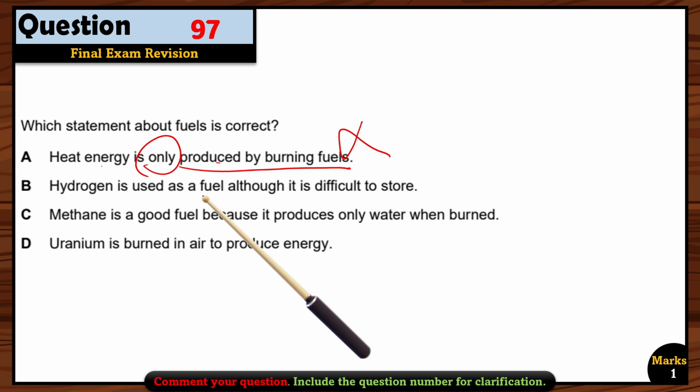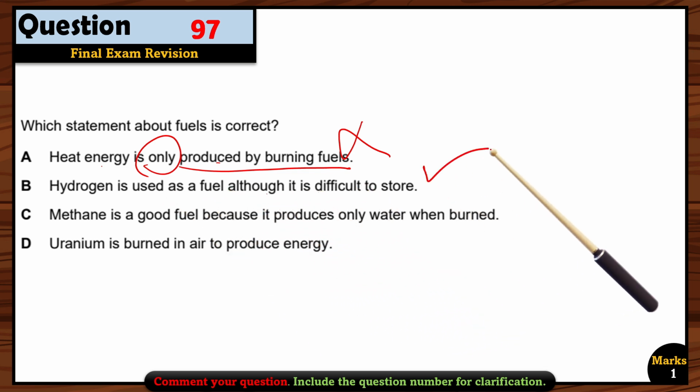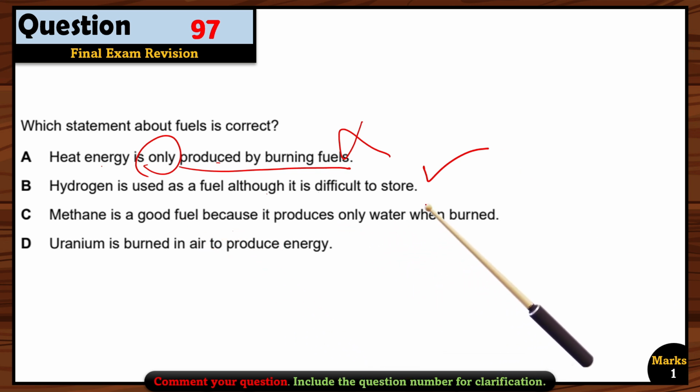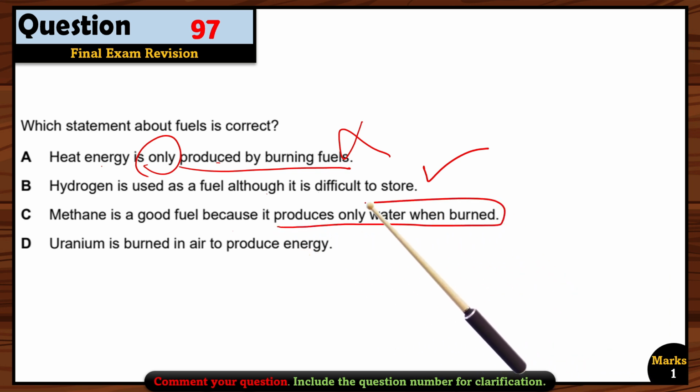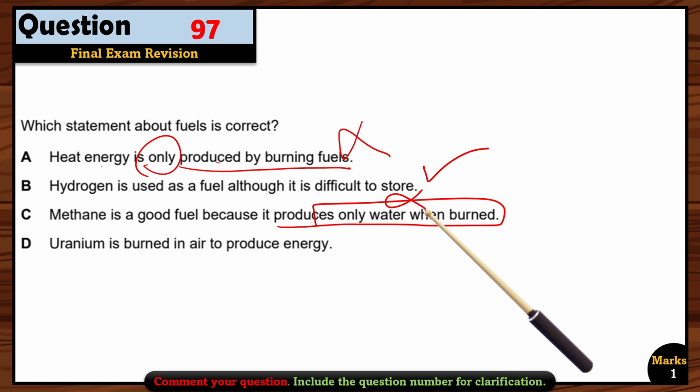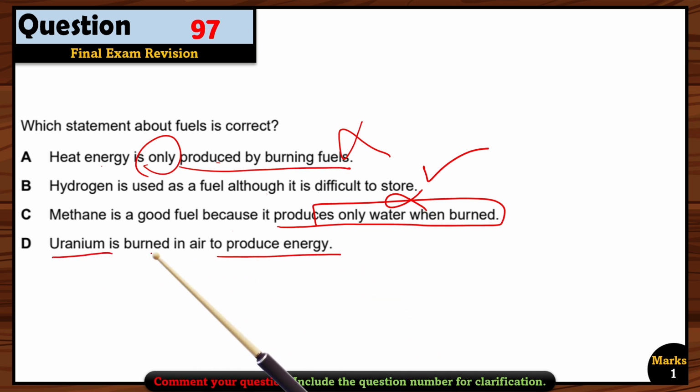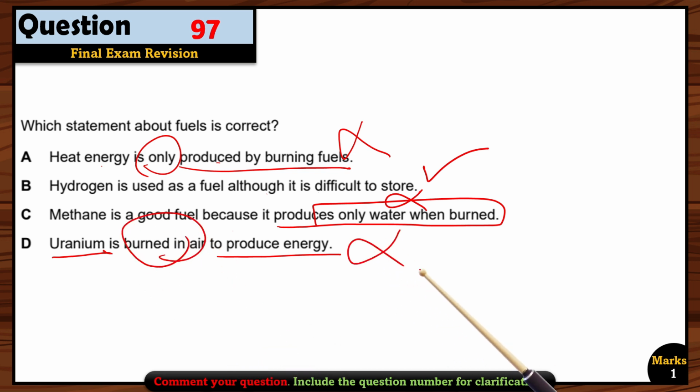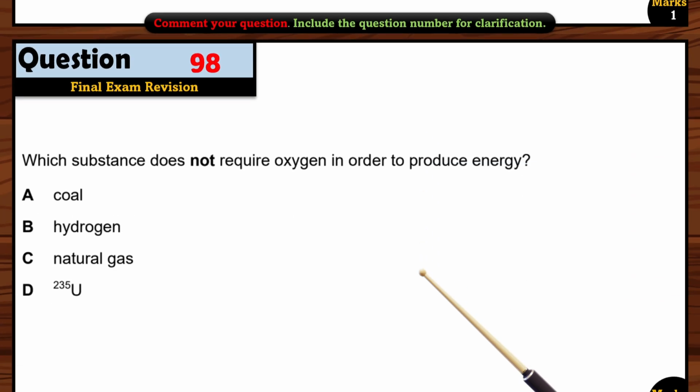Hydrogen is used as a fuel, although it is difficult to store. Yes, that's right. We can use hydrogen as a fuel, but it is difficult to store. Methane is a good fuel because it produces only water when burned. Yes, methane is a good fuel, but that is wrong. It does not produce water only. It will also produce carbon dioxide. Uranium is burned in air to produce energy. It will produce energy, but it doesn't need to be burned in the air. So that option is also wrong. We are only left with which option? Of course, option B. So option B is the right option.